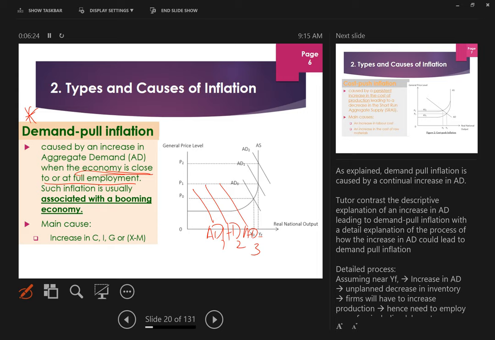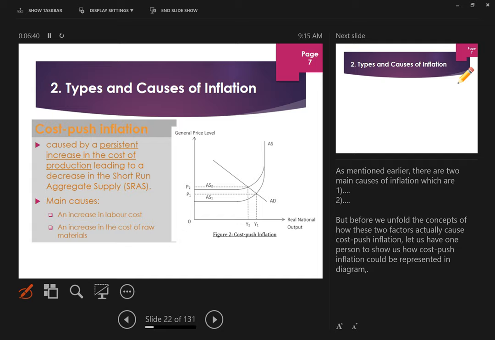So this is how you draw it, if you're asked to draw your demand pull inflation diagram. Cost push inflation occurs when there's a decrease in your SRAS. Your AS curve shifts to the left, or whatever term you like to say, it shifts upwards. And what this does, you can see your GPL increases from P1 to P2. So that is the cost push inflation that we see. The main causes that we examined earlier are an increase in labor cost or in the cost of raw materials.